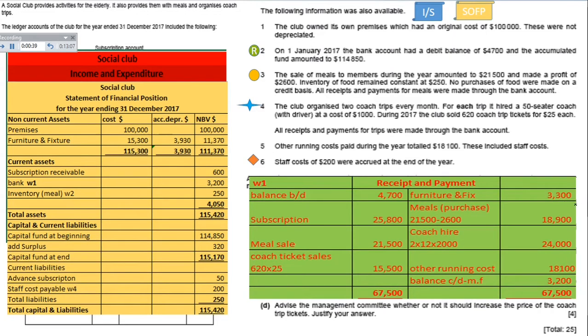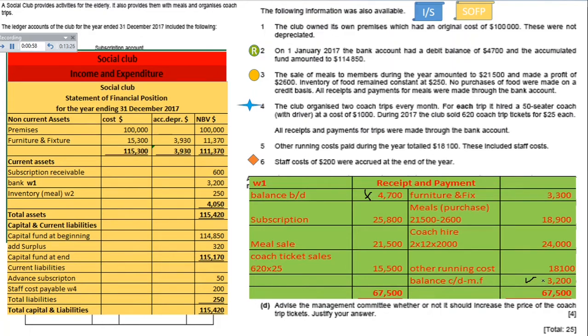So in the receipt and payment, we go step by step. This 4700 will go nowhere. This is the opening balance of your bank balance. The closing balance 3200 will be useful. This will go in your statement of financial position. So let's have a look.